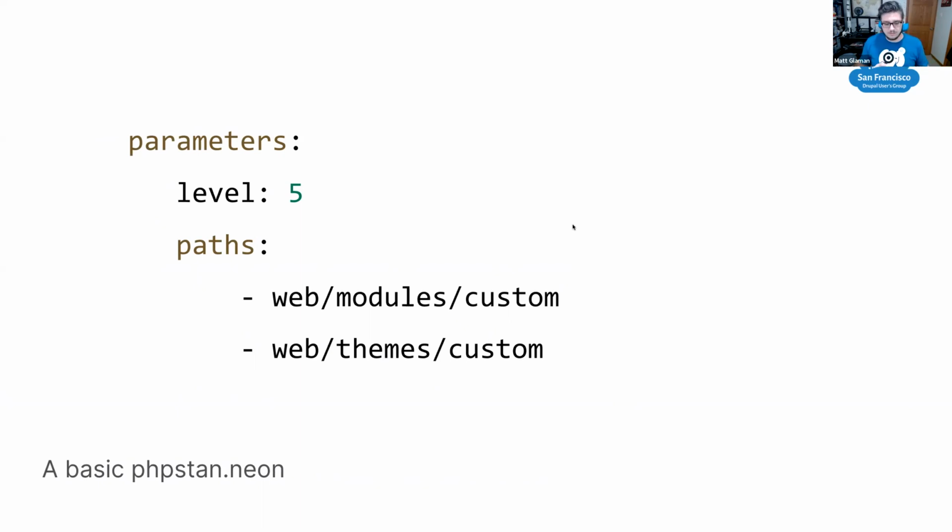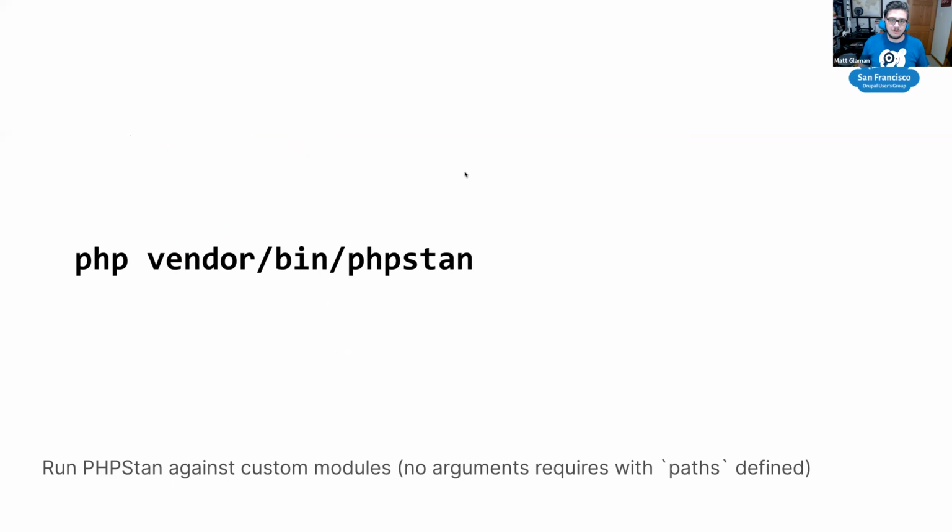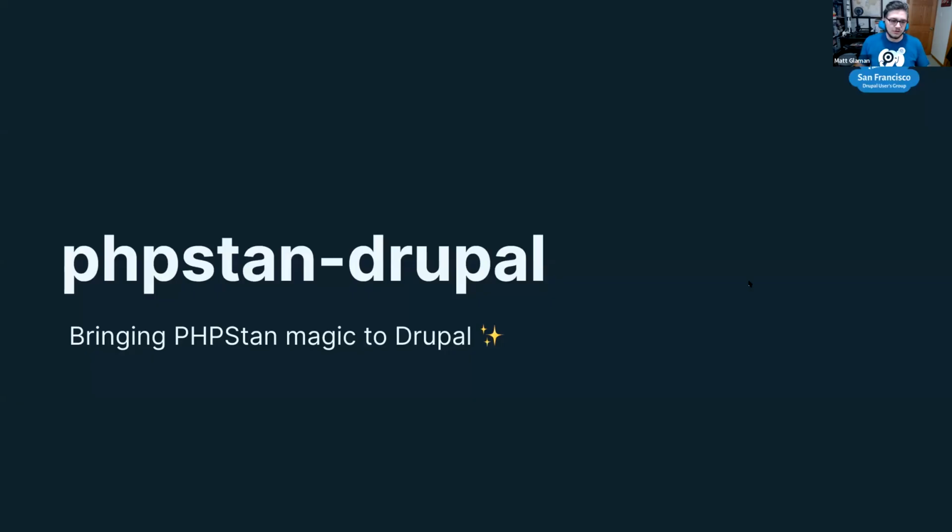So instead of always having to run the command and say this path, you can actually pass it an array of paths. So in this case, my custom modules and my themes. That way, when you want to run PHPStan, you just call it and it runs without needing to provide the level or paths. So that's a quick brief on PHPStan and how it works and how you can add it in.